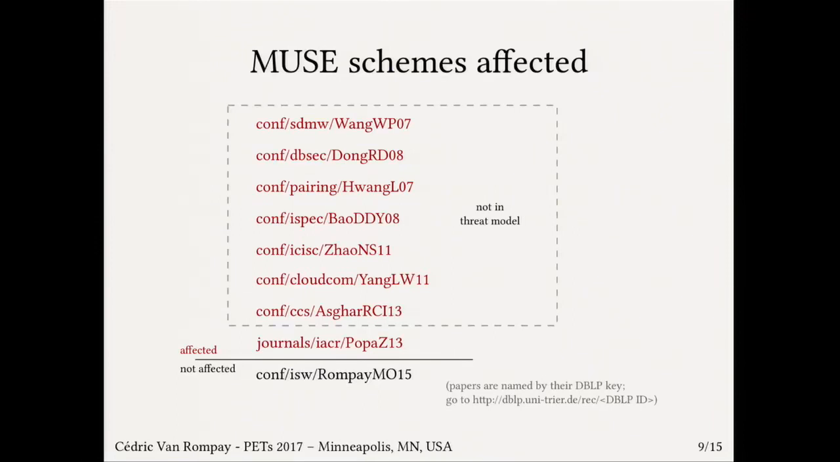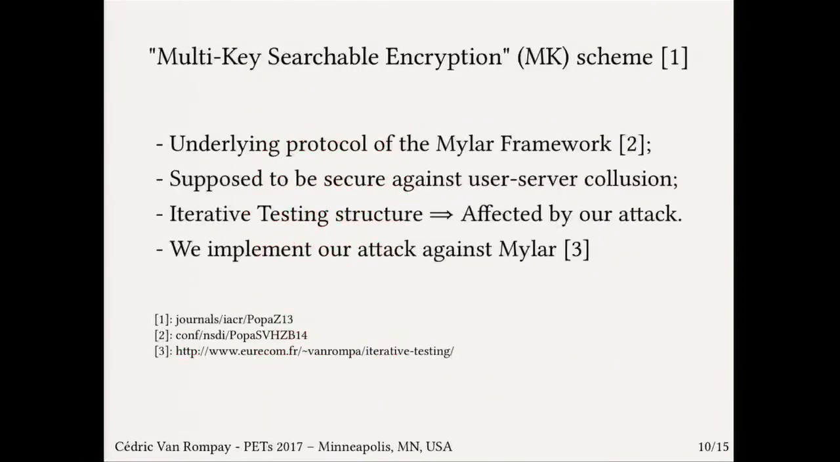So now you see that there's one paper that's not in the box. It's multi-key searchable encryption by Van Rompay and Cédric. It's mostly known for being the protocol that is used in a framework called Mylar. So this paper was a move in the good direction because it is the first to consider users colluding with the server. But unfortunately, guess what? It used the iterative testing structure. And so it is affected by an attack, just like the others. So we proved this is the case by breaking the security of the Mylar framework. And if you're interested, the code for doing that is publicly available, and it also runs on my laptop.